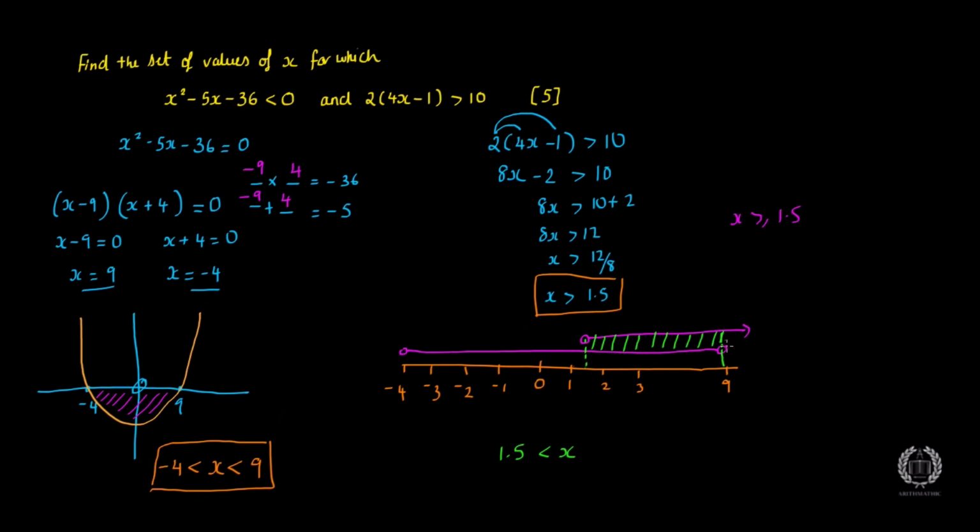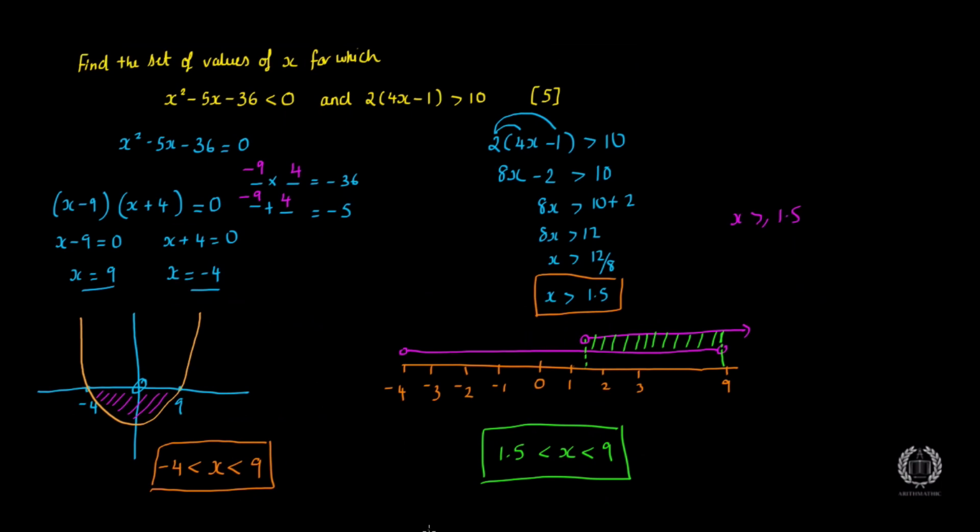But it then stops here where it merges. It has to be smaller than 9. And that is my answer. Let me just quickly repeat that. If you look at where we've shaded the green region here, the green region starts at 1.5, which is here, but then ends at 9, which is here. So that is my set of values of x.